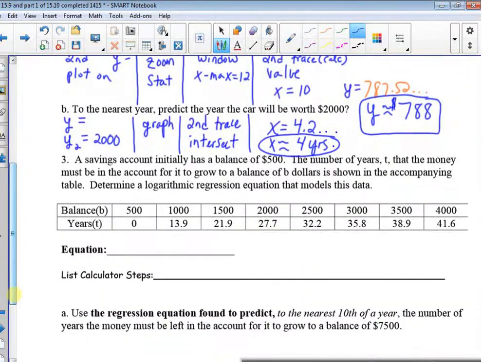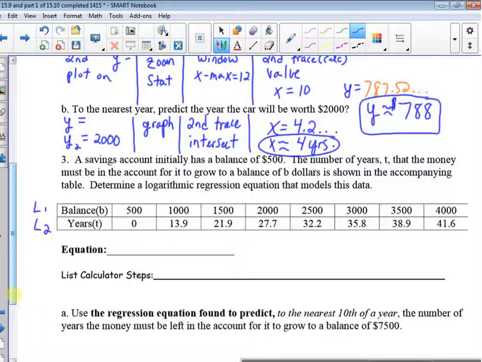All right. Next, a savings account initially has a balance of 500. The number of years that the money must be in the account for it to grow to a balance of $B is shown in the accompanying table. Determine a logarithmic regression equation that models this data. Okay, so I know I talked about years, but this is going to be the balance is x and the years is y.